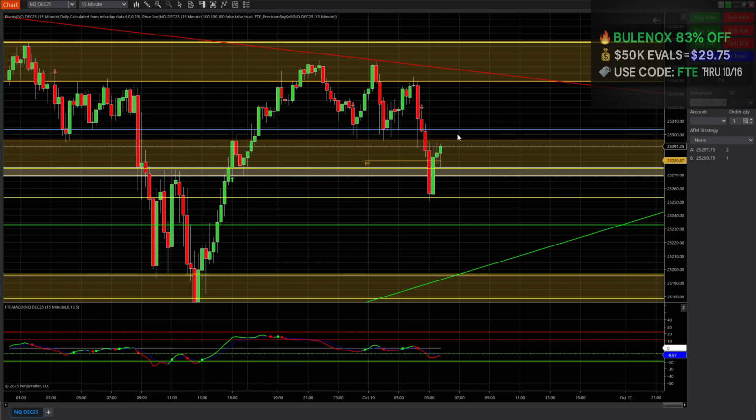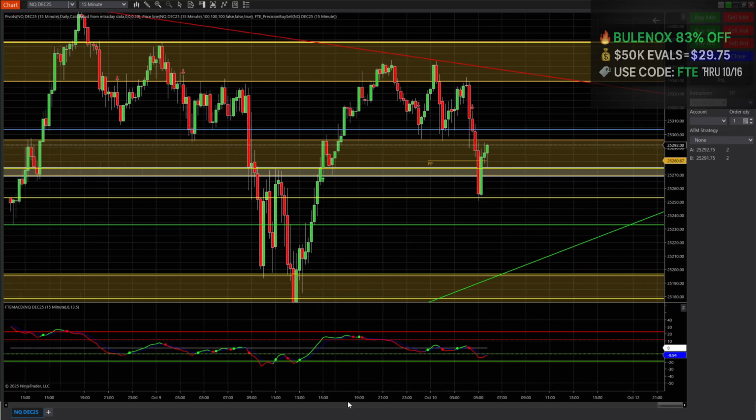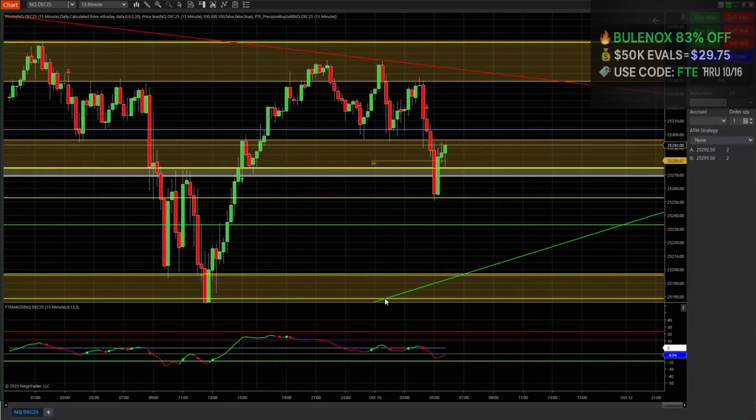Will be my bias there. I need to be above 303 to be long, and anything under it will be short. Because if we reject off that and we get back below this golden pivot at 280, we're going to be looking at this yellow line, which is 253.